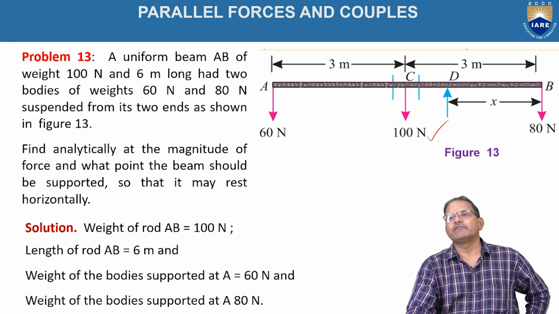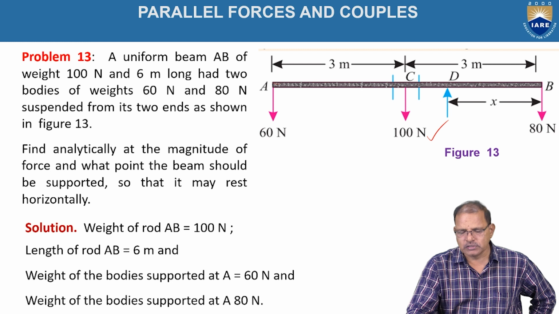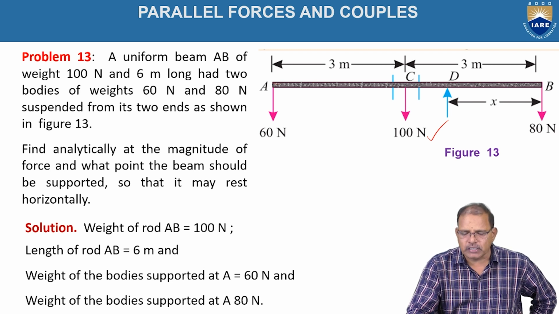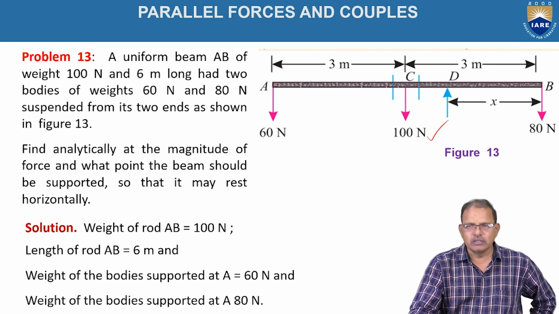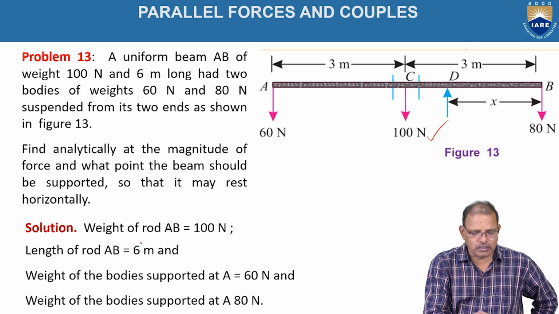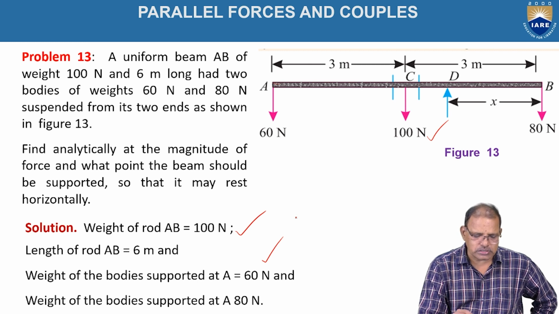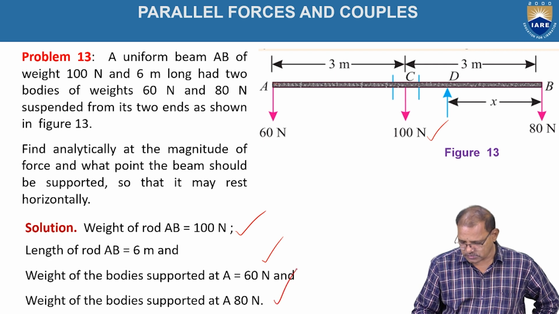That means first of all we have to find the resultant of the three forces. Since the beam is kept in equilibrium, the supporting force always acts in the opposite direction to the resultant of all the forces acting. So here the weight of the rod AB is equal to 100 newtons, acting in the middle. The length of the rod is given as 6 meters. The weight of the body suspended at A is 60 newtons. The weight of the body supported at B is 80 newtons.